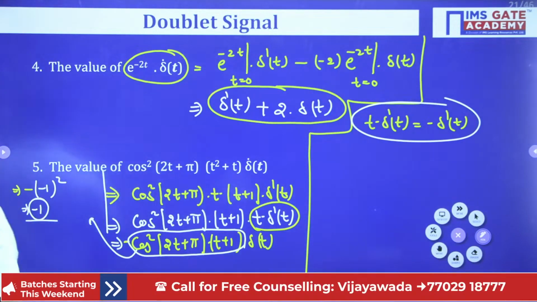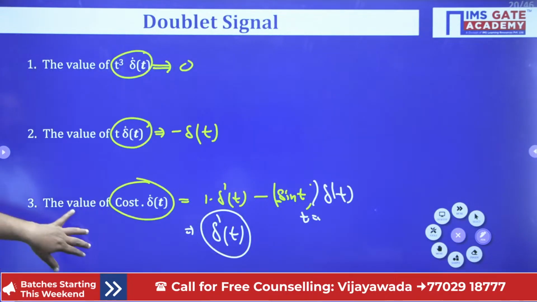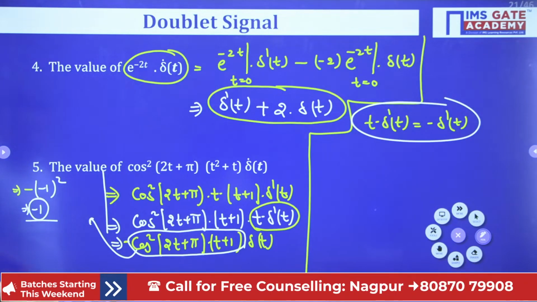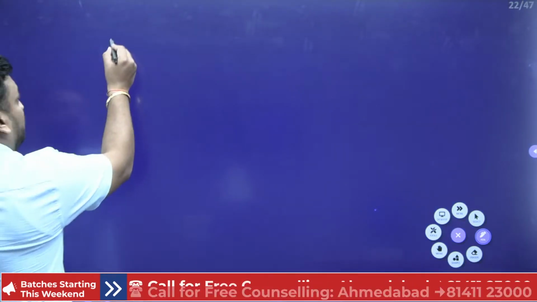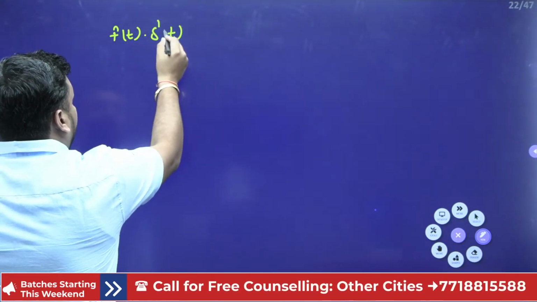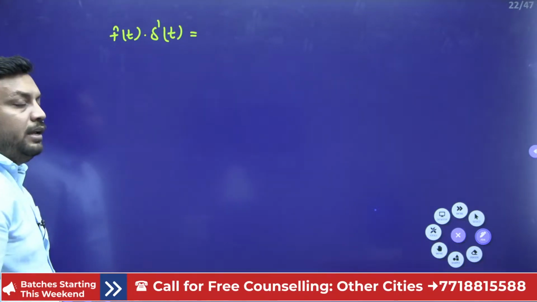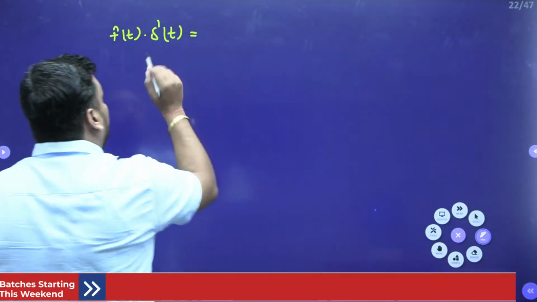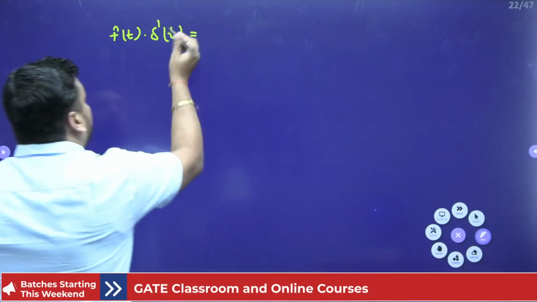Do reply, dear children, yes or no? Chaliye. So very soon we will start the mathematical representation of signal waveform. If I talk about the integration property, first of all I should know this property. So I am writing this property here. f(t) dot del dash t, this is a multiplication property of the doublet signal.